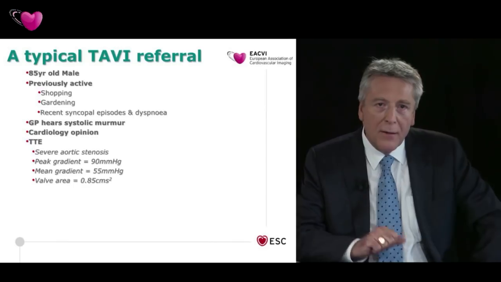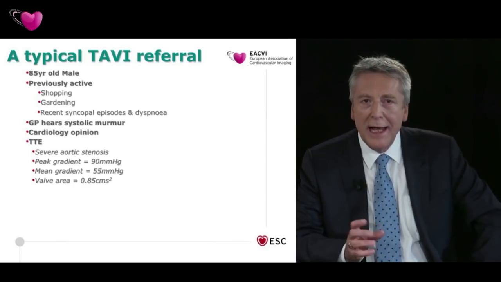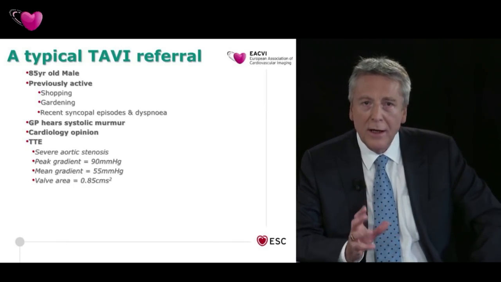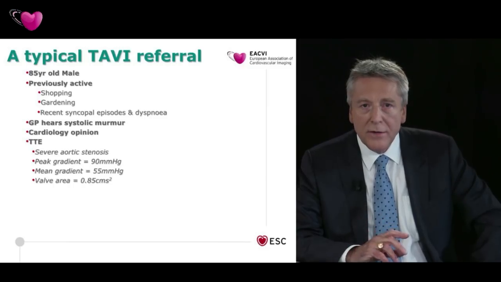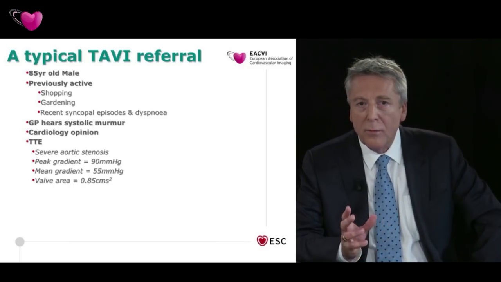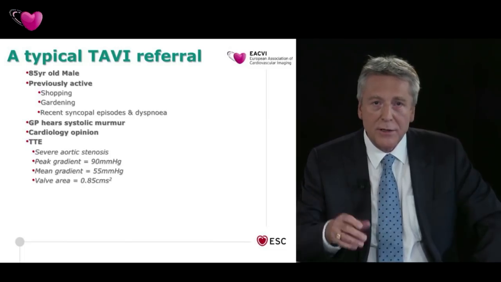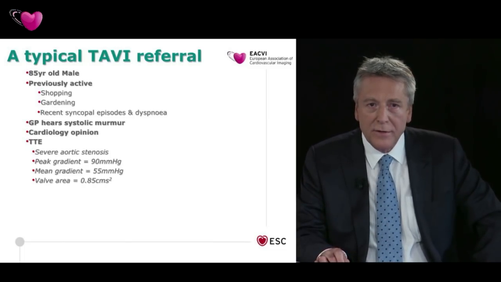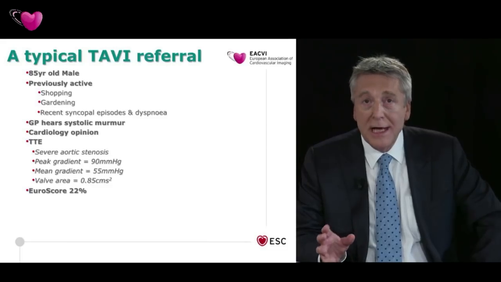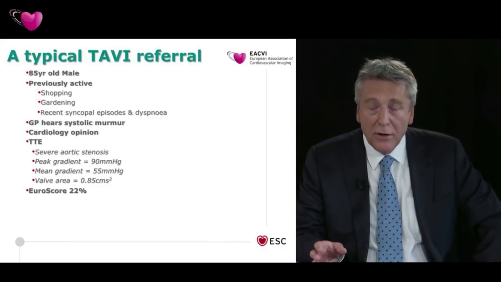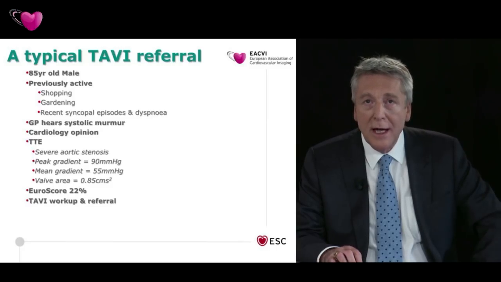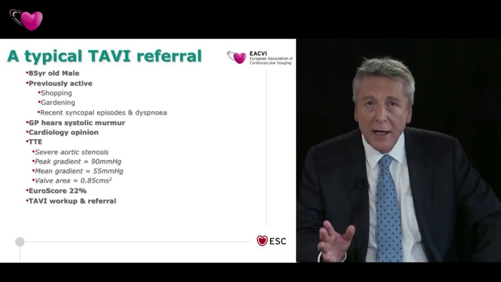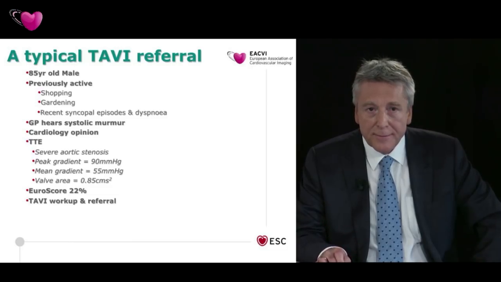Now, unlike Mark's patient, this patient clearly had severe aortic stenosis. As you'll see, there's good left ventricular function, and there were very high gradients. So a peak gradient of 90, a mean gradient of 55, and a valve area of 0.85. So no discrepancy, no question of low flow, low gradient aortic stenosis. However, the patient did have a very high Euroscore, so clearly was not going to be a surgical candidate. And so it was decided at the MDT that this patient would go down our TAVI workup and referral pathway.